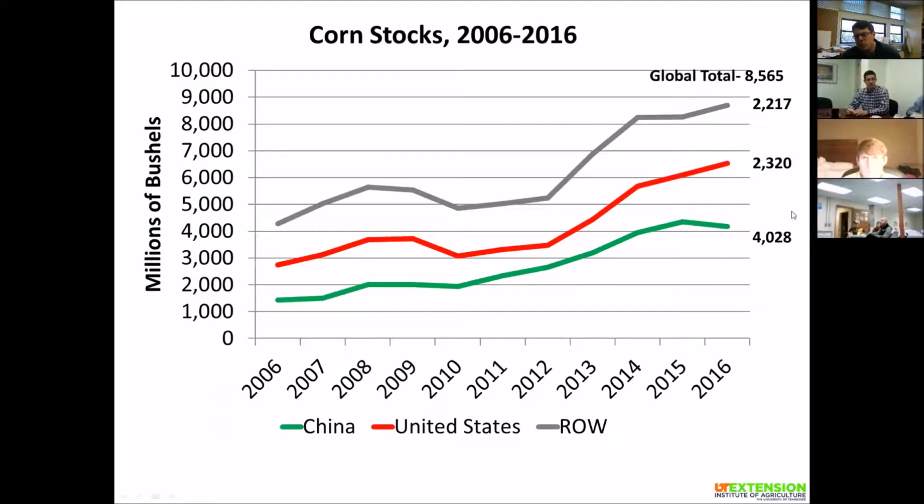So if you look at those global stocks, I don't think this is going to be shocking to many. We have a tremendous amount of reserves, so right around that 8.5 billion. Most of those reserves are held in two countries, China and the U.S. So again, what happens in those two countries is going to be very important. This is cumulative, so we have 4 billion bushels in China, 2.3 estimated in the U.S., and then the rest of the world at 2.2 for a total of 8.5 billion bushels.